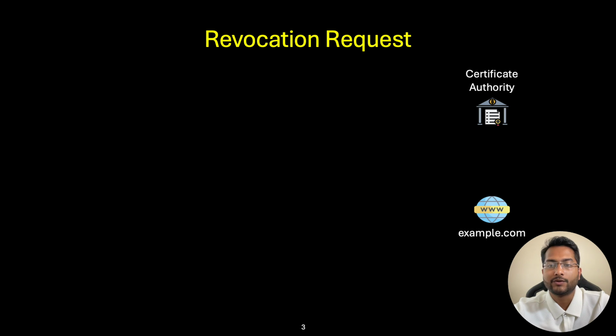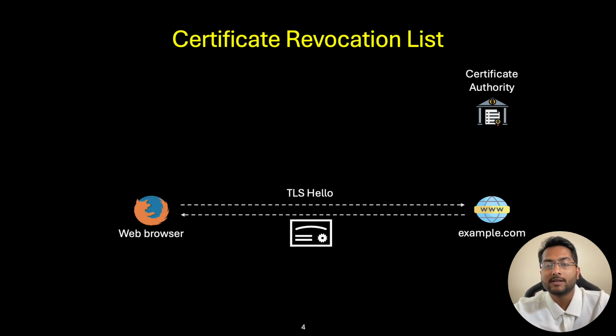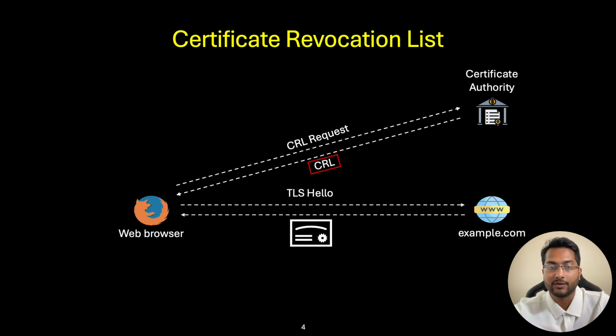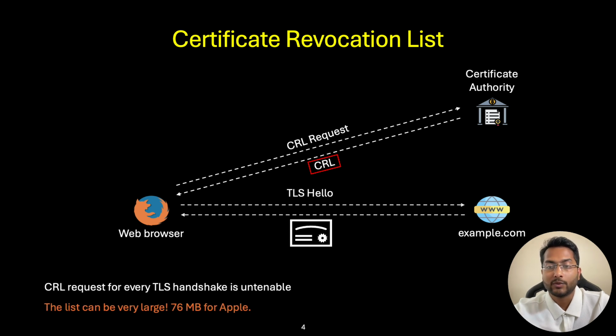So how does the revocation request work? The website asks the CA to revoke its certificate and CA does so. But how does the browser get access to this revocation information? One of the existing solutions is CRL, which stands for Certificate Revocation List. In CRL, the browser makes a CRL request and CA replies with a list of revoked certificates. But the problem is making a CRL request for every TLS handshake is untenable, and also the size can be really large in practice. For example, the CRL of Apple is 76 MB.